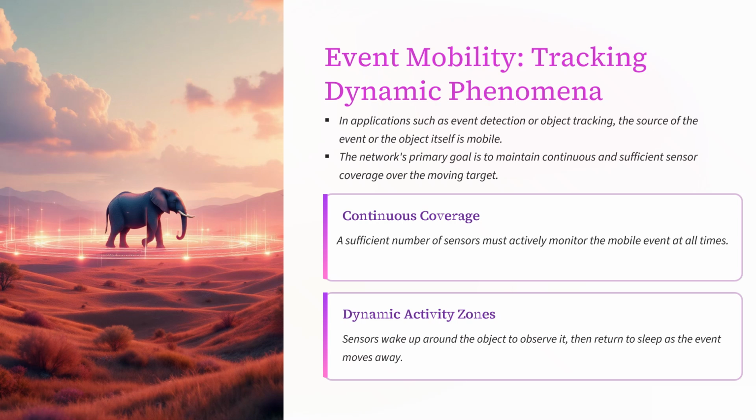And the third category of mobility is event mobility, as we have seen already. An event is the occurrence of anything which has to be monitored by the sensor. It might be the outbreak of a fire or the occurrence of rain. Only at that time the sensor will start sensing and transmitting the data. So in applications, event detection or object tracking will depend upon the event which is going to move.